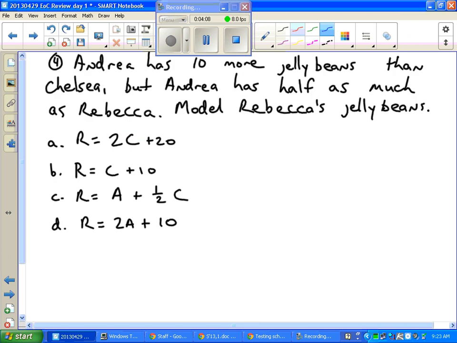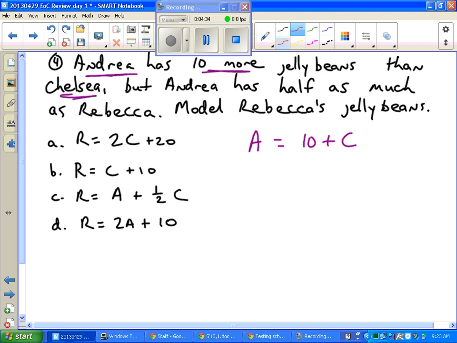Number 4 says Andrea has 10 more jelly beans than Chelsea, but she has half as much as Rebecca. And then it says model Rebecca's jelly beans. Okay, so what we have, you need to read into this and see what it says. It says she has 10 more than Chelsea. So A equals 10 more than means 10 plus more than Chelsea. So A equals 10 plus C.